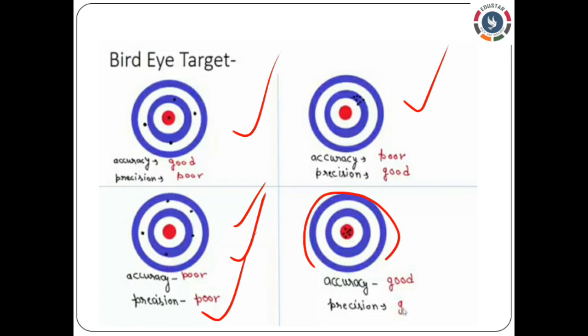Looking at the fourth one, all the bullets are very close to each other and also in the center of the target, so accuracy is very good and precision is also good. In this way we can explain the accuracy and precision of a measurement or anything else.